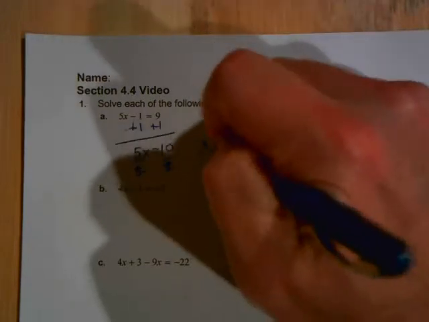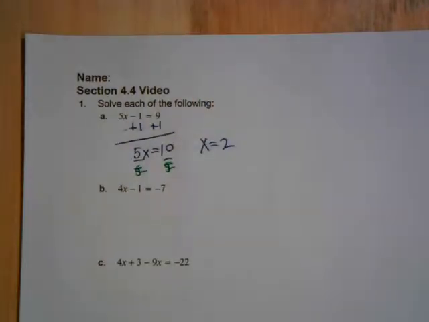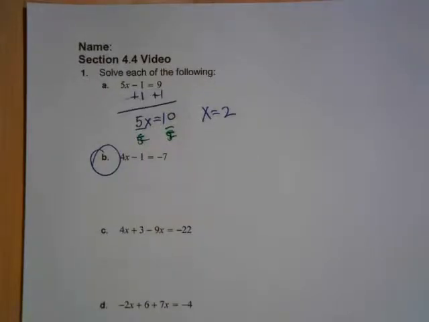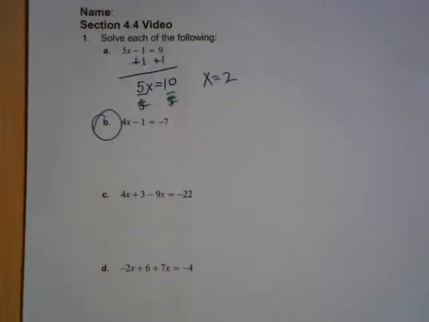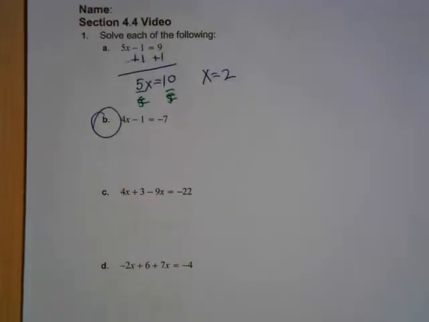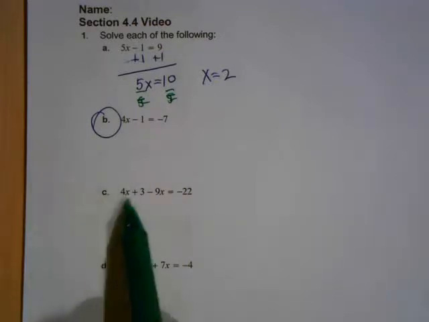All right. Homework, as you might have suspected. All right, C. C is a very important one. And what I want to talk about on C is the very, very common mistake that all C people make. We have 4x plus 3 minus 9x equals negative 22.